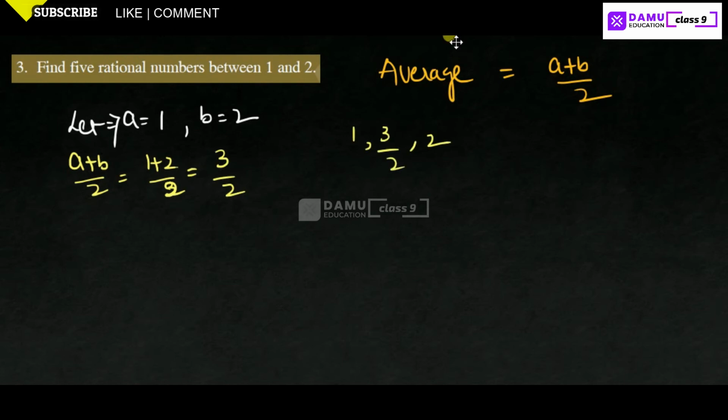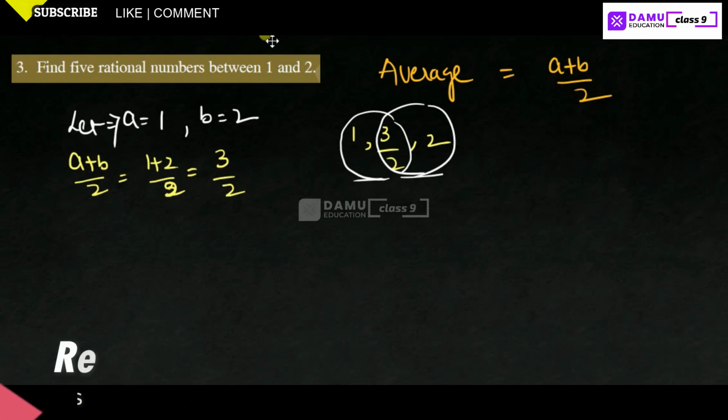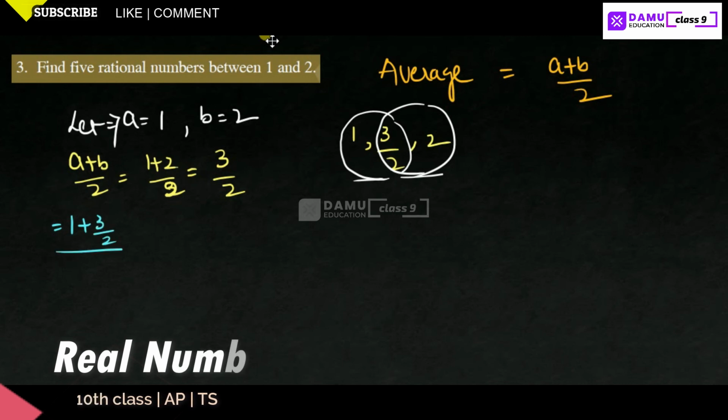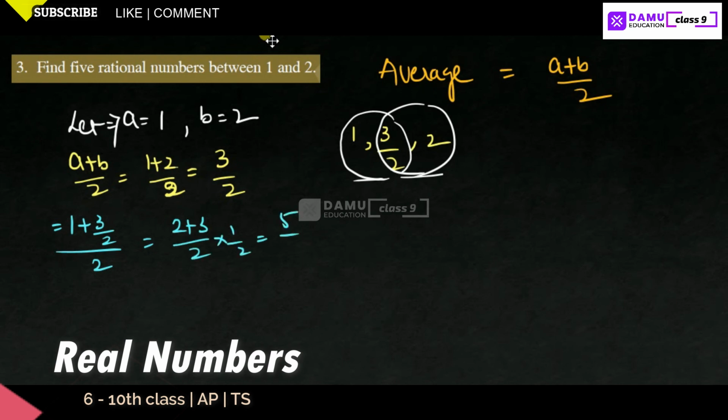Again we have to go with these combinations. So 1 and 3 by 2, and 3 by 2 and 2. This combination we have to go with. That is 1 plus 3 by 2, whole divided by 2. How will we calculate this? Let's take LCM: 2 plus 3 by 2, into 1 by 2, that is 5 by 4.